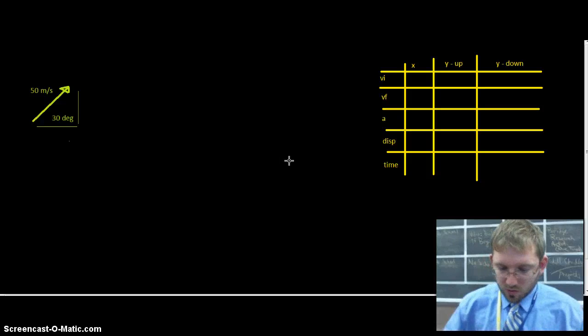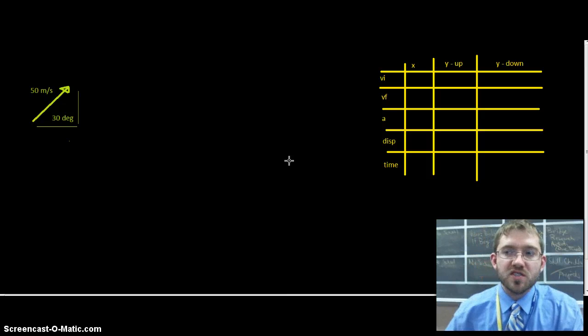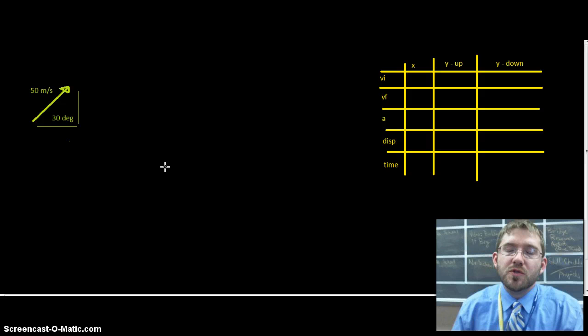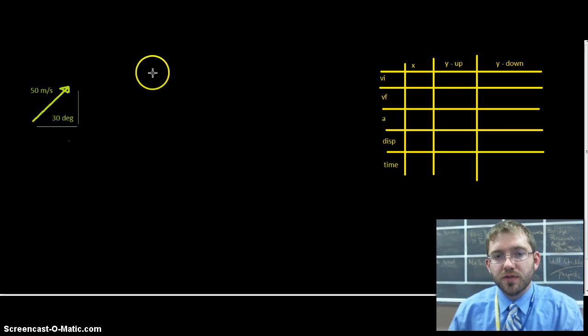Alright, so what I'm going to do is show you guys very quickly how to solve three different kinds of projectile motion problems. If you can handle these three kinds of problems, you can branch out from there and solve more difficult problems. Here's a real quick overview. Here's a projectile being fired at 30 degrees with an initial velocity of 50 meters per second.